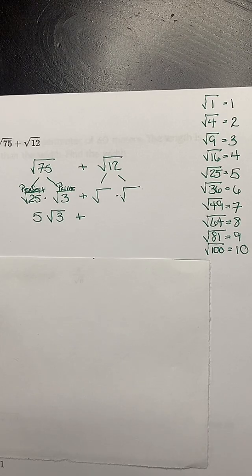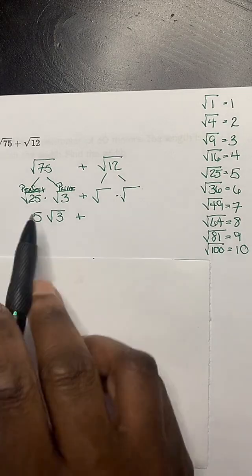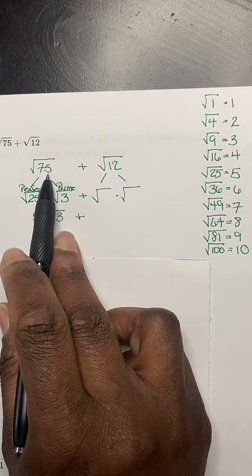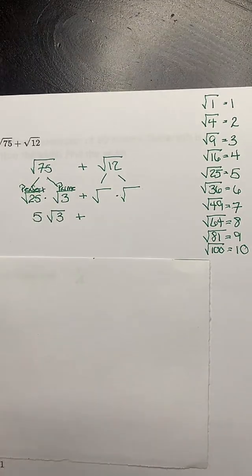Okay, how did I get 25 from 75? Because 25 times 3 gives me 75. Okay.